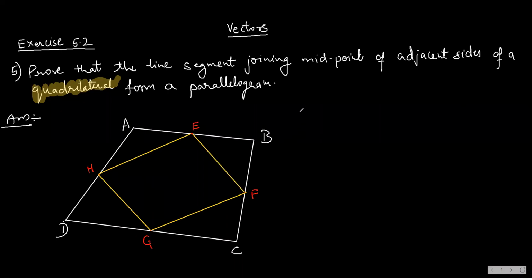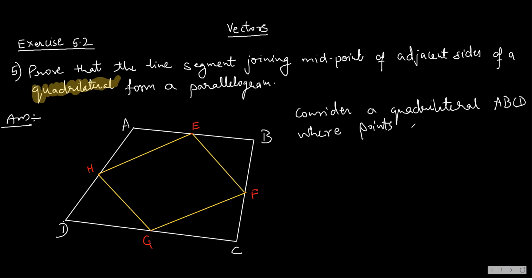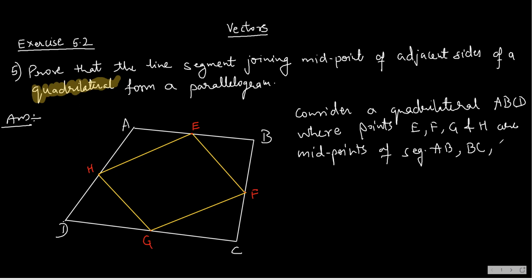I will start with writing: consider a quadrilateral ABCD where points E, F, G and H are midpoints of segments AB, BC, CD and AD respectively.